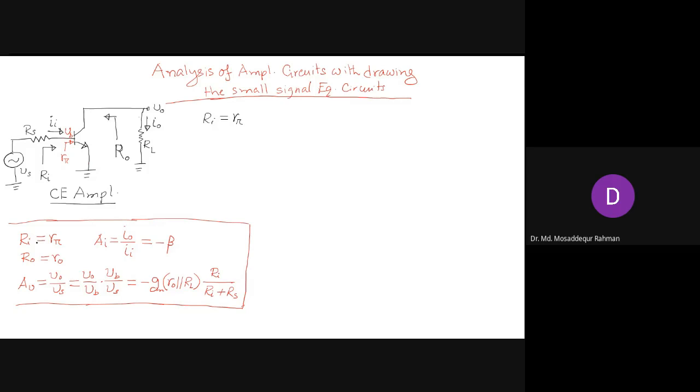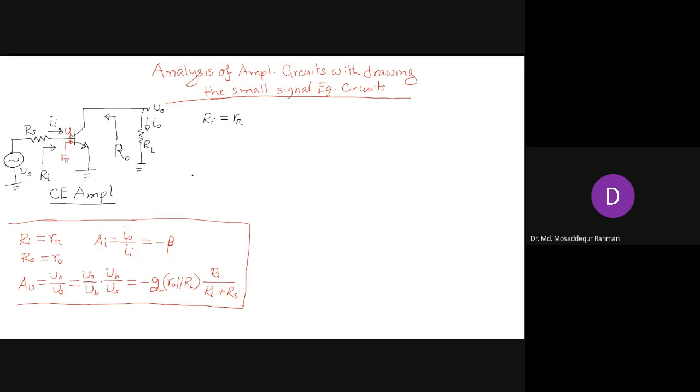So that's the same as what we got by drawing the small signal equivalent circuit. Without drawing the small signal equivalent circuit, just by visual inspection of the circuit, we are looking into the base, and since emitter is grounded, the resistance between base and ground is r pi. Ri is r pi. So that's how we deduce the input resistance.